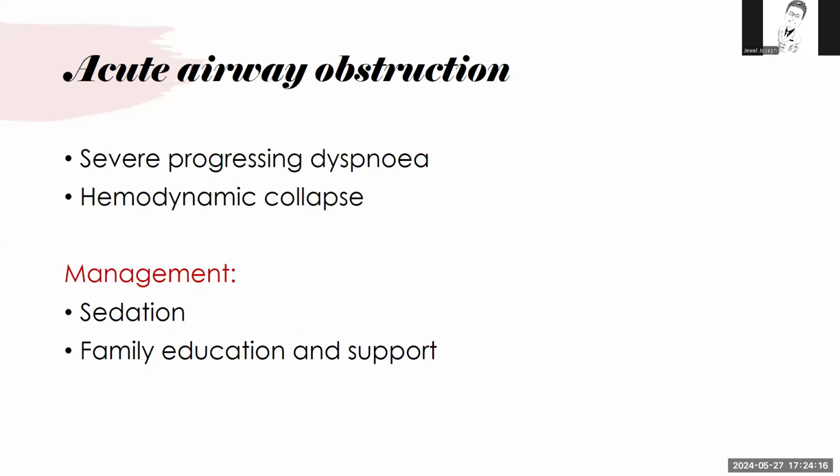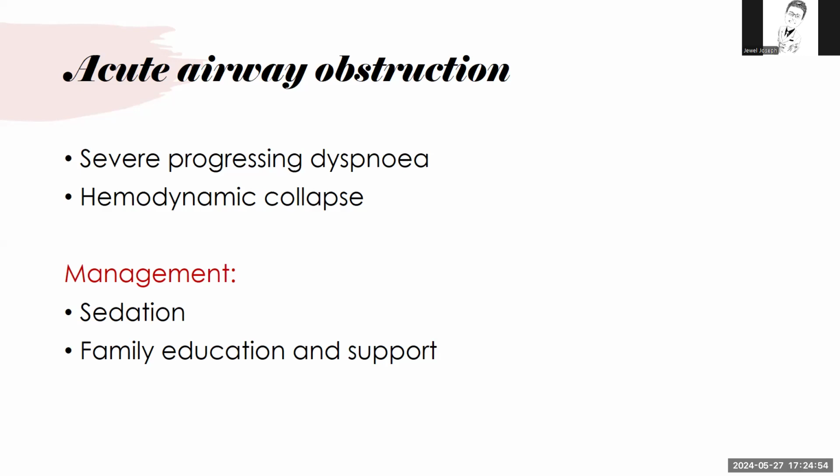So the second thing would be acute airway obstruction. This is when the patient suddenly lands up with severe, progressing dyspnea and usually an associated hemodynamic collapse. Unfortunately, unlike a subacute airway obstruction where we have some time to act, this is usually a dire situation where sometimes we can be totally helpless regarding relieving the airway obstruction. So sometimes we may need to concentrate on reducing the distress rather than treating the cause. In such cases, we usually sedate the patient so that the patient will not be in that much distress, and then family education and support should be provided. So this is one dire situation.